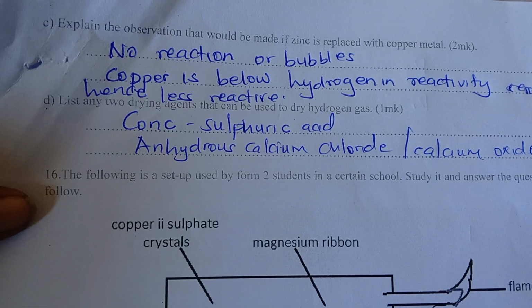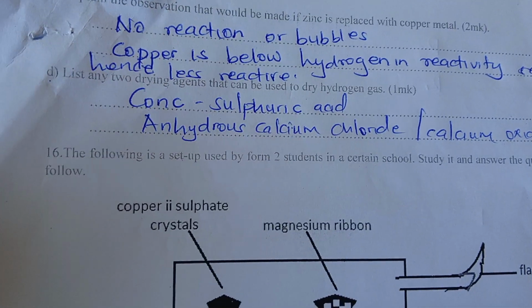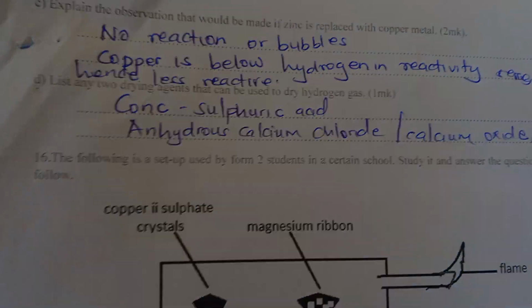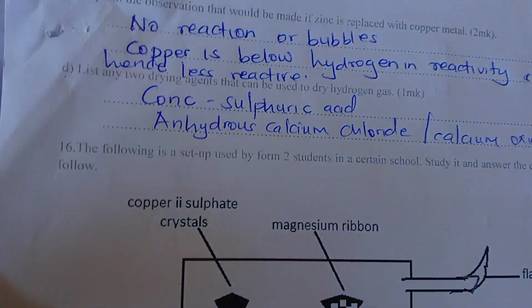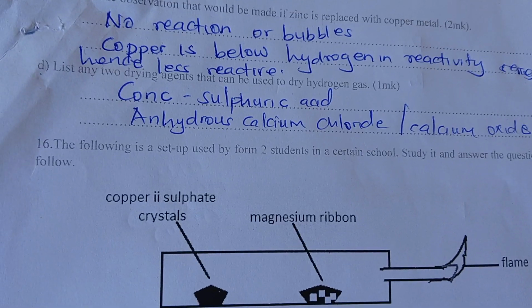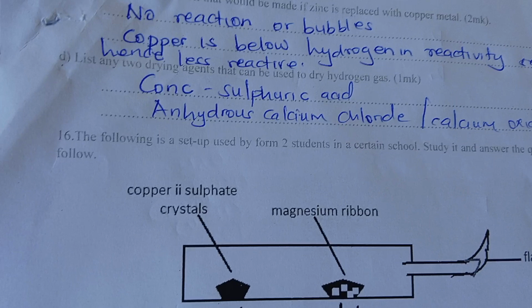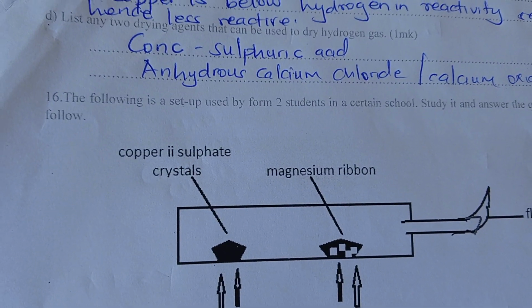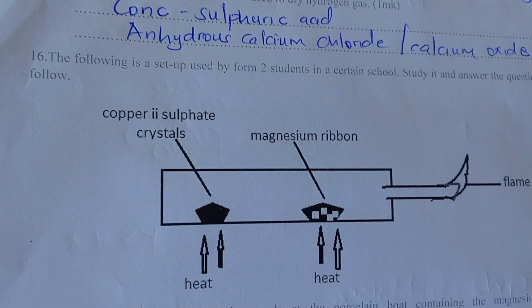Copper. Explain the observation made if zinc is replaced with copper metal. Of course, there will be no reaction because copper is below hydrogen in the reactivity series. So, if yes, it could be less reactive. So, no reaction at all. List any 2 drying agents. You can use concentrated sulfuric acid, anhydrous calcium chloride, or calcium oxide.